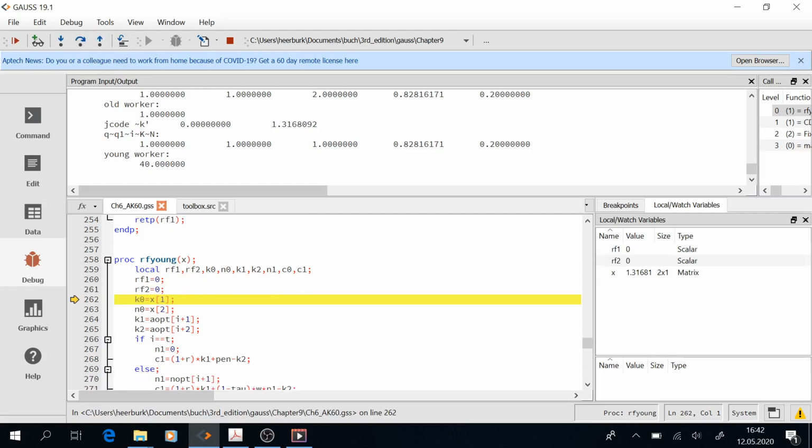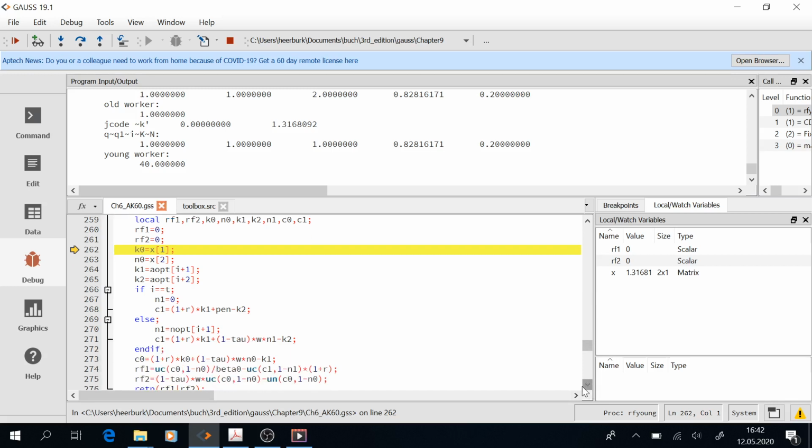We have two nonlinear equations which we initialized with 0, RF1 and RF2. RF1 will be the Euler equation, which you can see here. And RF2 is our optimal condition with respect to labor supply. So we have the net wage 1 minus tau times W times the marginal utility UC of C1 1 minus N0 is equal to the marginal utility from leisure. So you're indifferent between working and enjoying leisure. That's our residual function 2.